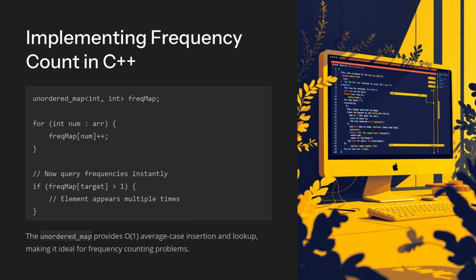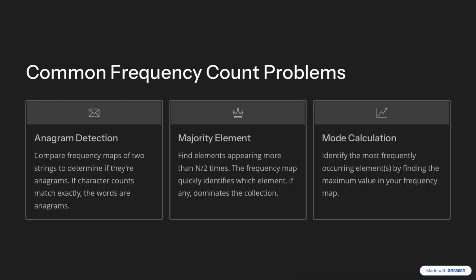In C++, frequency counting is straightforward. We iterate through the array. For each element, we increment its count in the hash map. If the key does not exist, unordered_map automatically creates it. This simplicity hides a lot of power. Frequency counting appears in many problems: anagram checks, majority element, finding duplicates, counting characters in strings. Once you see frequency counting, you should immediately think hashing.